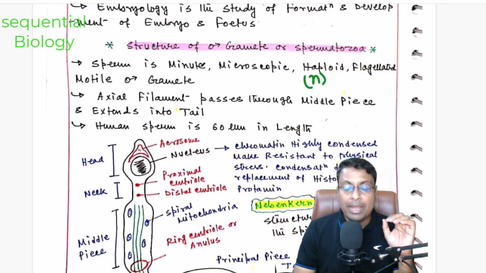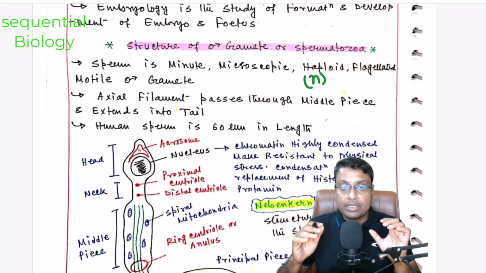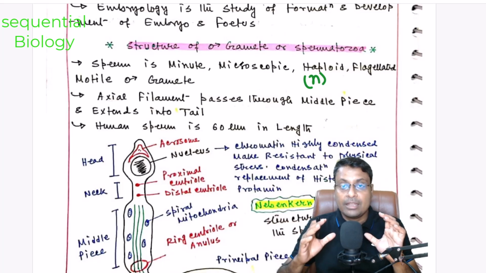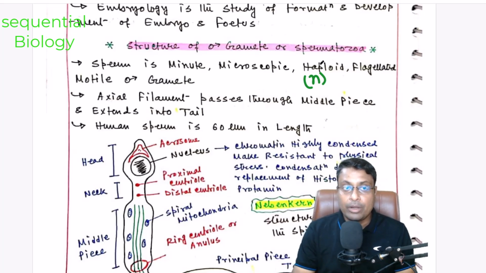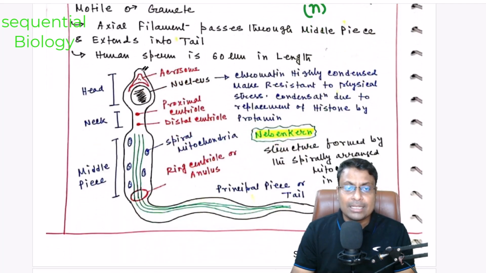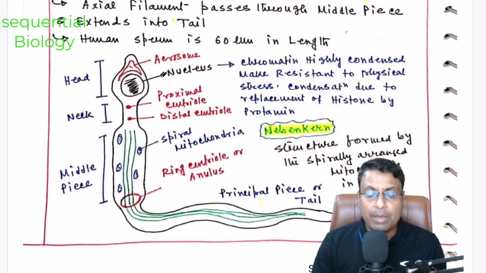The sperm is minute, that means it is very small and microscopic. Leeuwenhoek observed different types of cells, of which one of the most important was spermatozoa. The spermatozoa are always haploid and they are flagellated, and since they have flagella, they are motile male gametes. And this is a basic diagram of spermatozoa, and you can see there is a head present.